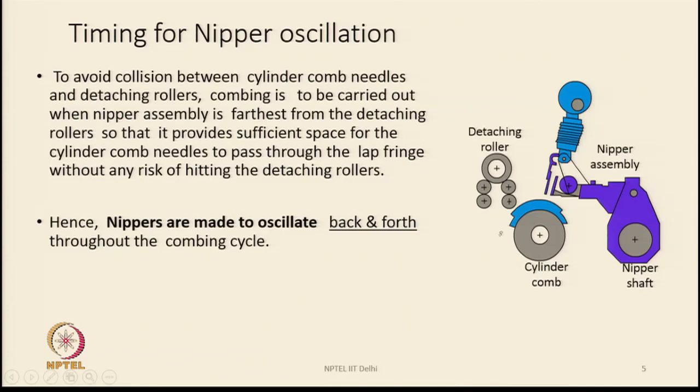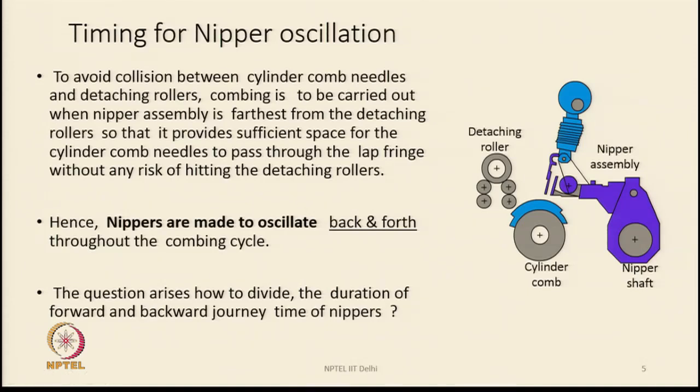So, what we do is that we want to avoid any chance collision between the needles of the cylinder or the Nipper assembly with the detaching rollers or with the cylinder needles. So, the Nippers is made to therefore oscillate, and it oscillates back and forth.